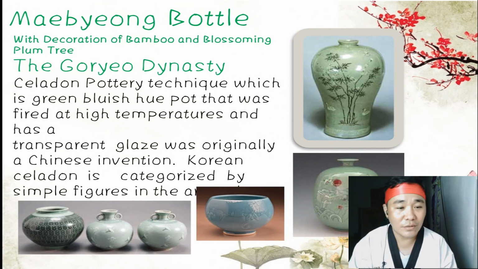Maebyeong vase, with decoration of bamboo and blossoming palm tree. This is during the Goryeo dynasty. The celadon pottery technique, which is a green-bluish hue pot that was fired at high temperatures and has a transparent glaze, was originally a Chinese invention. Korean celadon is characterized by simple figures in the artwork.